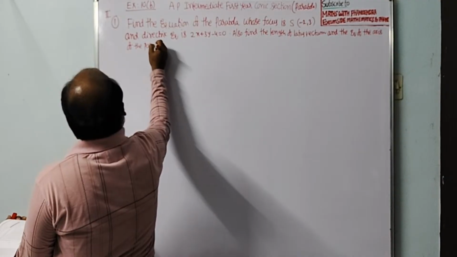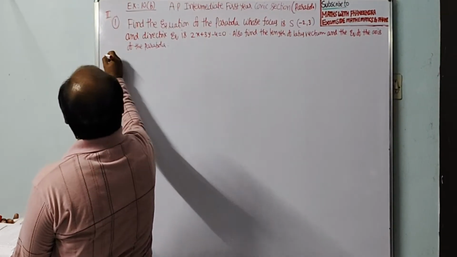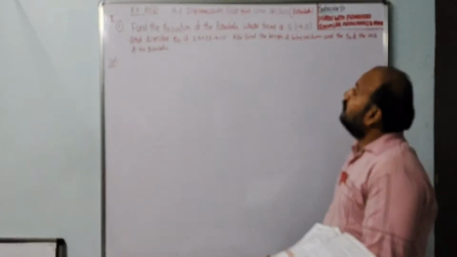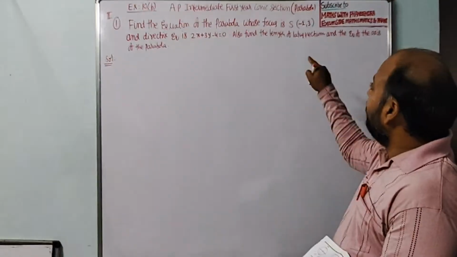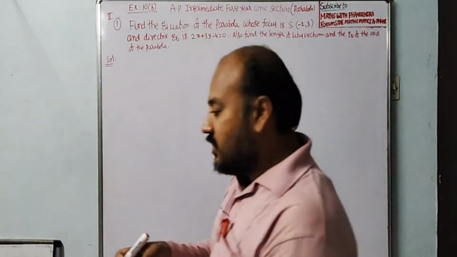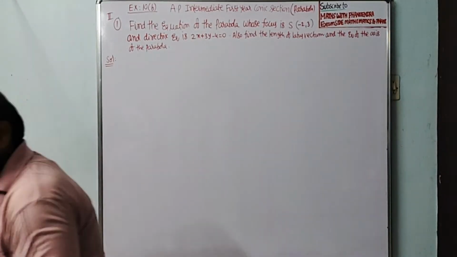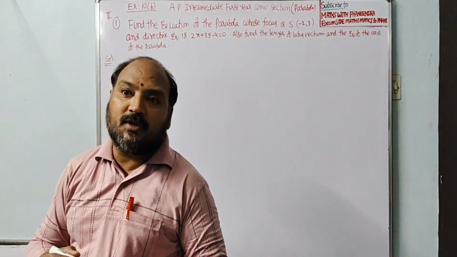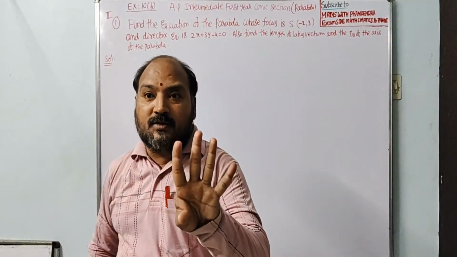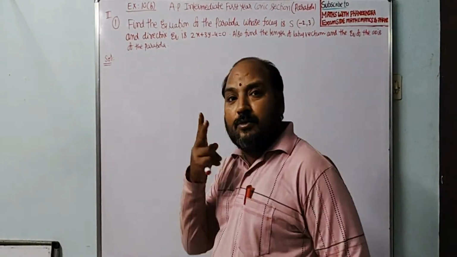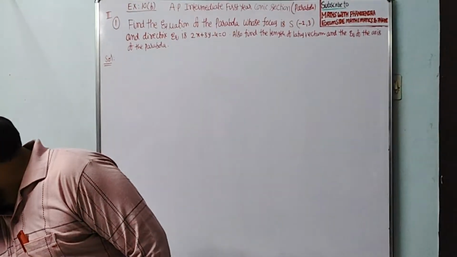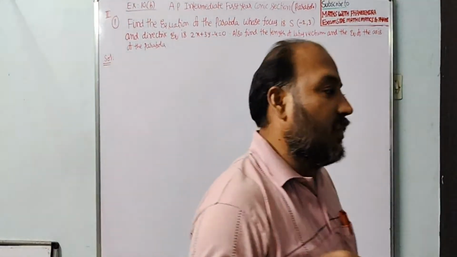See here, how many questions are there in one question? It may be asked as an 8 marks question, dear students. Find the equation of the parabola, the length of latus rectum, and the equation of the axis of the parabola. So 3 questions are there. See how they are going to distribute the marks: for finding the equation of the parabola 4 marks, length of latus rectum 2 marks, equation of axis 2 marks. This is the way the marks are going to be distributed in the question.